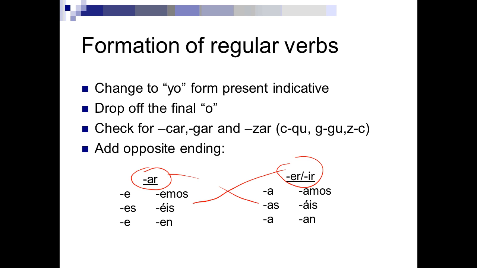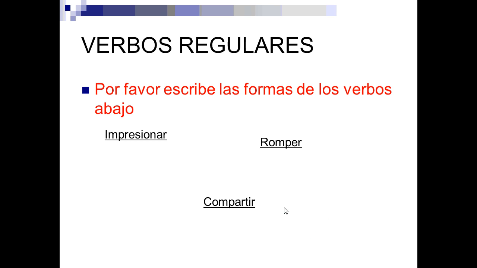Do these steps look familiar to you? They should, because this is also how you form the usted, ustedes, and negative tú commands. So you've already done this. We have, for example, the ARs. This is the usted ending. This is the ustedes ending. This is the negative tú ending. So we just bring it all the way through. And the same with the ERs. These are the tú, usted, and ustedes endings.